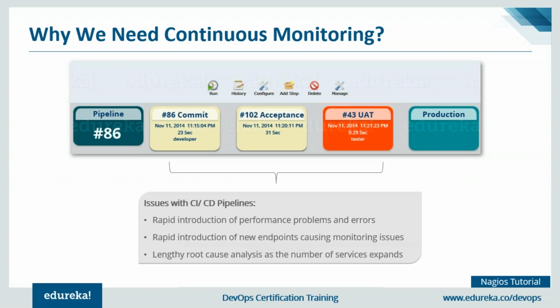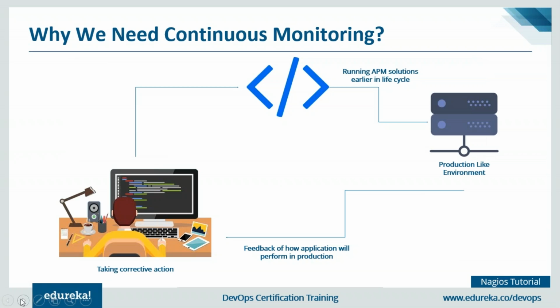If you notice the 3 points that I've mentioned, it's pretty self-explanatory. Rapid introduction of performance problems and errors, right? Because you are releasing software more frequently, so there has to be rapid introduction of performance problems. Rapid introduction of new endpoints causing monitoring issues. Again, this is pretty self-explanatory. Lengthy root cause analysis as the number of services expands because you are releasing software more frequently, right? So definitely the number of services are going to increase. And there's a lengthy root cause analysis, because of which you lose a lot of time, right? So let's move forward and we'll look at the next reason why we need continuous monitoring.